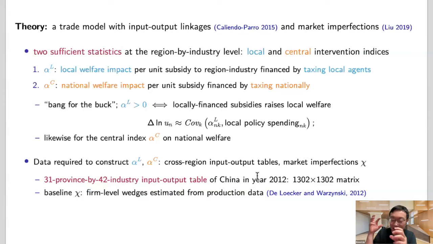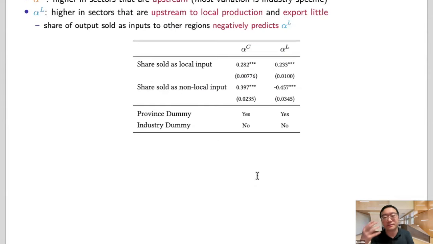So we have this index that differs by region and by industry, capturing the incentive for the central planner and the incentive for the local planner. First, just to demonstrate how they differ, I'm going to show you a regression and a concrete example. The central planner wants to subsidize upstream industries. So most of the variation is not across regions, but across industries. It's the same as in the previous paper.